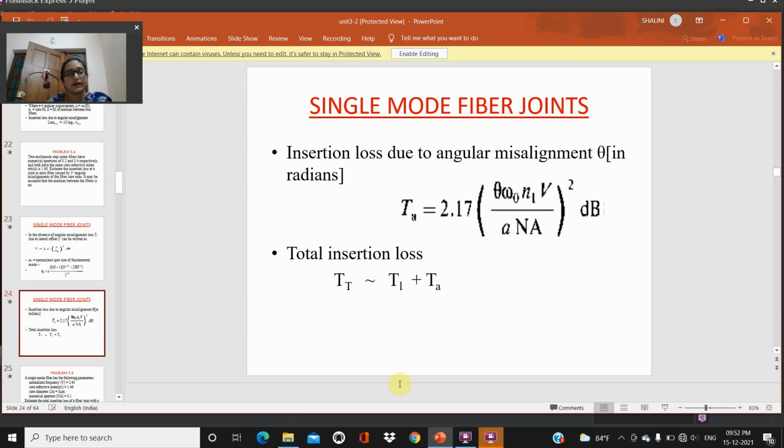Insertion loss due to angular misalignment theta in radians can be written as Ta equal to 2.17 into (theta omega naught n1 / (a into numerical aperture)) squared dB. Total insertion loss Tt is approximately equal to T1 plus Ta.